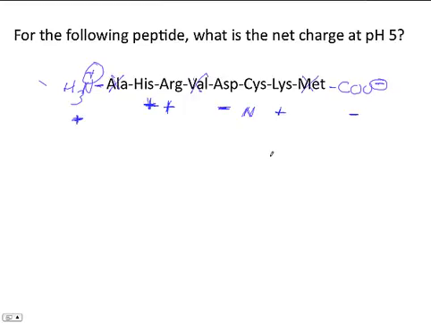So if we go through and count up the total positive charge, we see that there are 4 positive charges and there are 2 negative charges. Combine those together, and we get an overall +2 charge for this peptide.